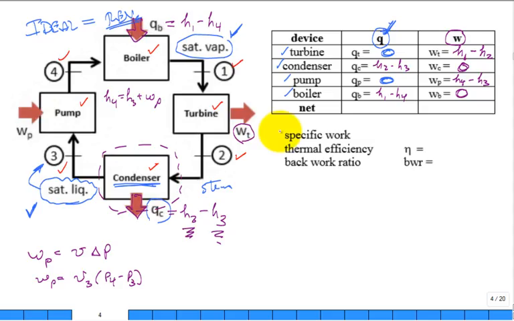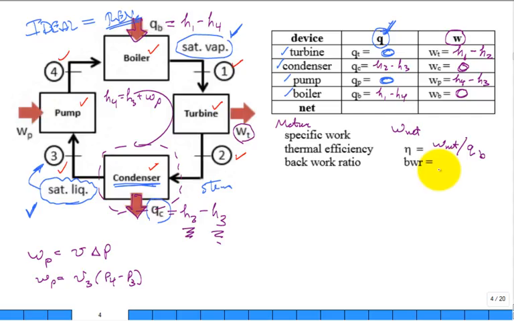What are the three big metrics? Specific work. That is going to be the work net out per kilogram of flow in the loop. We would like that to be as high as possible. Thermal efficiency, we just talked about it, uses the Greek symbol eta. It's going to be the net work per QB, what comes into the cycle. It only comes in the boiler. We want that as high as possible.